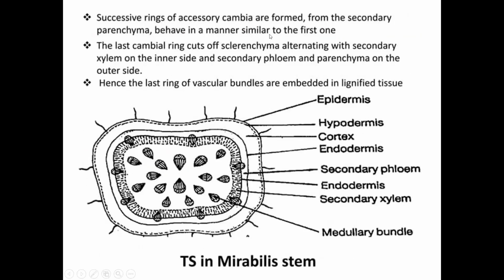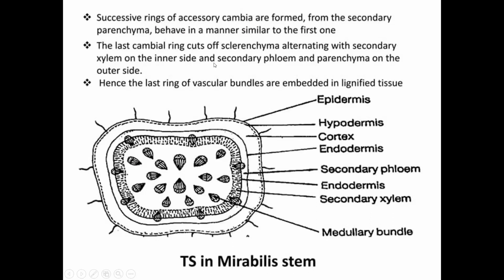So the successive rings of accessory cambium form the secondary parenchyma and behave in a manner similar to the first one. So the last cambial ring cuts off sclerenchyma.